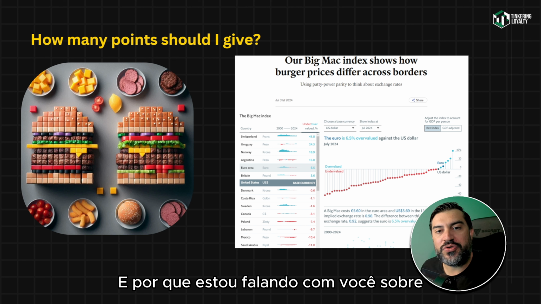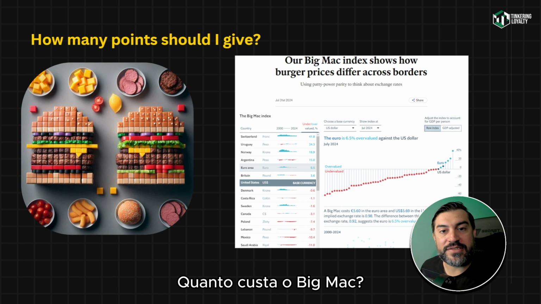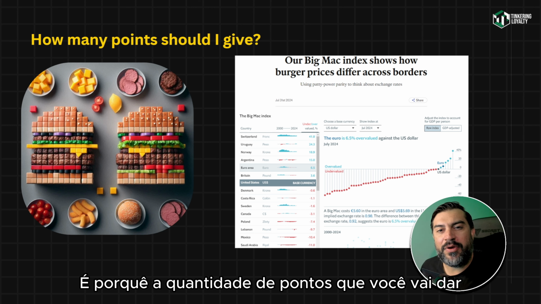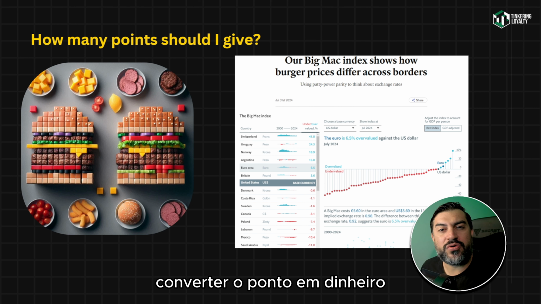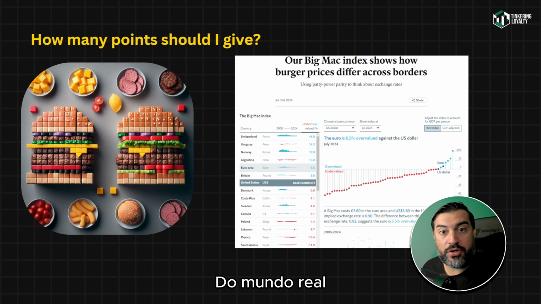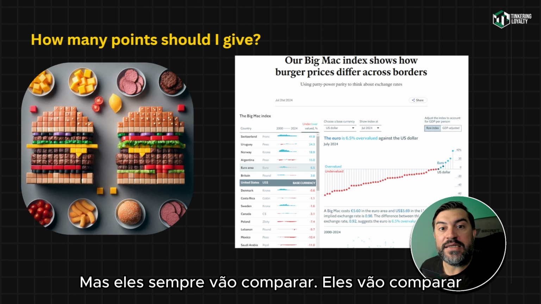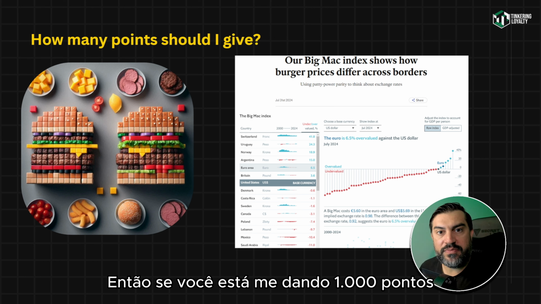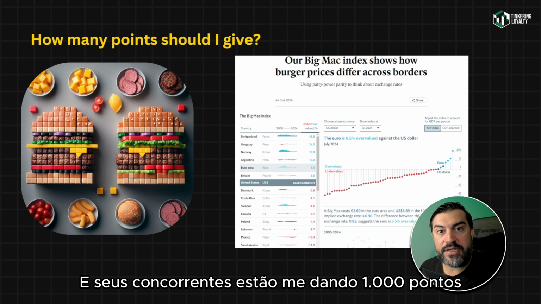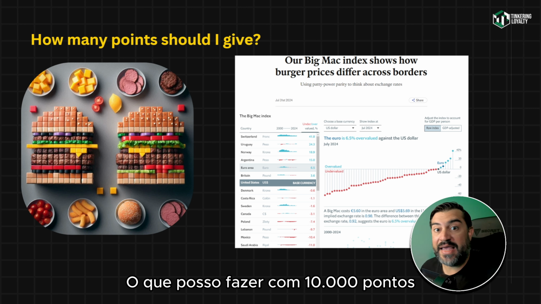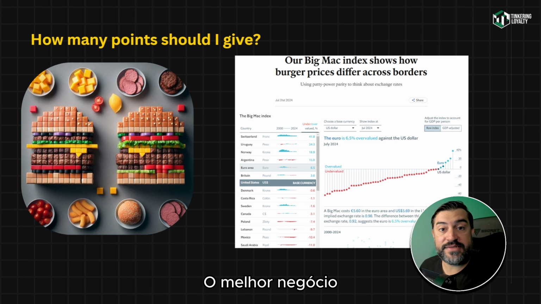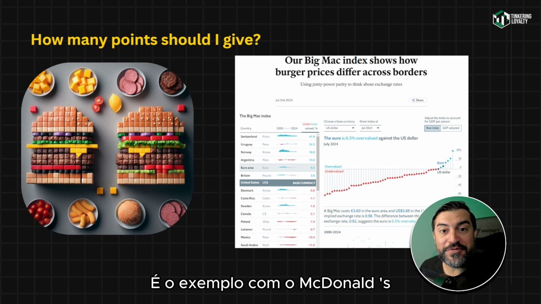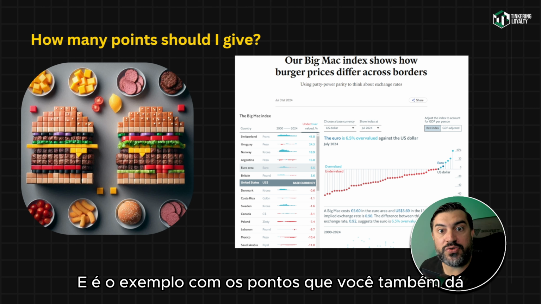And why am I talking to you about how much the Big Mac costs? Because the amount of points that you are going to give for the end user, they probably don't know how to convert that in your currency, your money currency. But they will always compare. So if you are giving me 1,000 points and your competitor is giving me 1,000 points, what can I do with 10,000 points? We are always comparing to make sure that we are getting the best deal. It's the example with McDonald's, but it's the example with the points that you also give.